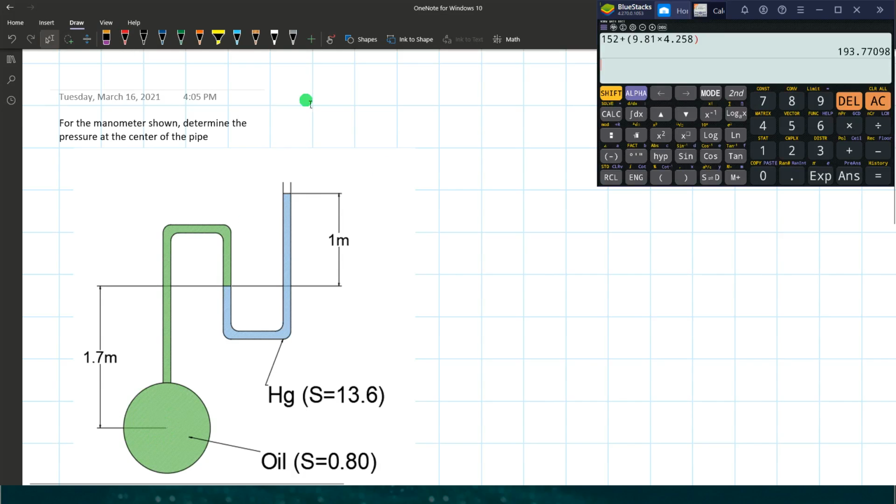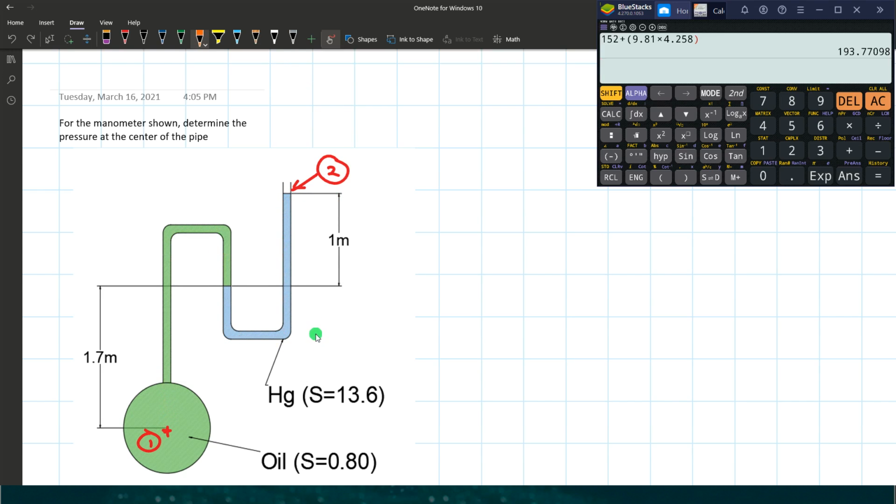Center of the pipe, here's the pipe. The center is located here. Okay, so let's apply again the solution for pressure difference. So let's say we start at the center of the pipe. Let that be point 1. Okay, we assign this as point 1. The endpoint is at the free surface of the mercury. That's the endpoint, so we end there, point 2. So the direction is from point 1 going to point 2.